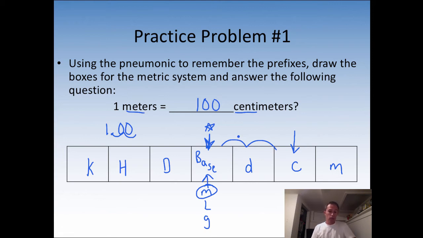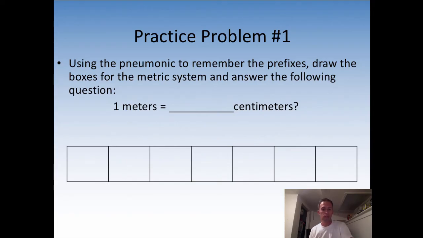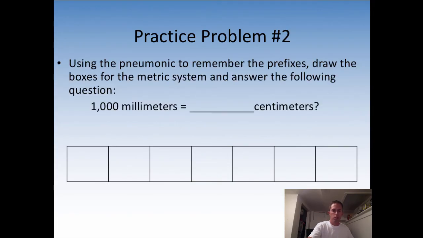So we're going to go through a few more just to get the hang of that, but very easy. You move to the right, move the decimal to the right. If you move to the left, move the decimal to the left. Okay, let's go to practice problem number 2.